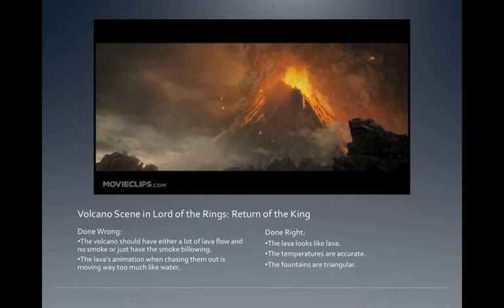And what I'm going to say right now is what they did right is that the lava looks like lava. They actually took into consideration in the big budget they had that they could actually make it look like lava. And the temperatures are accurate, actually, for what is going on in the situation. And the fountains, right here, as you can see, are triangular. So kudos on that. What they did wrong, however, is something that a lot of movies do, and I think it's for the sake of, like explosions, people love to exaggerate volcanoes for a cool factor or an impending doom situation, kind of like this.